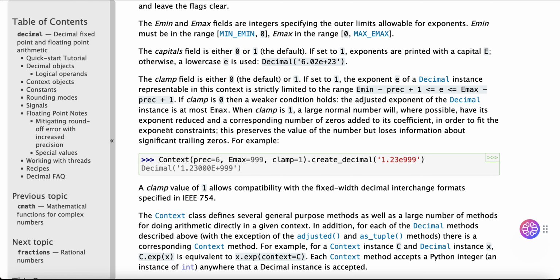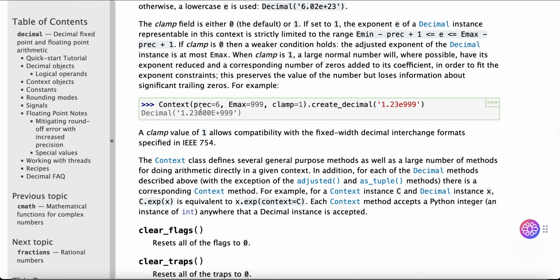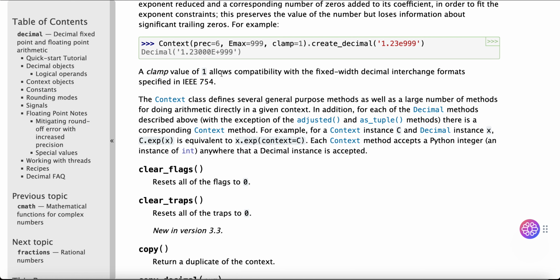In order to fit the exponent constraints, this preserves the value of the number but loses information about significant trailing zeros. For example, with prec equal to 6, Emax equal to 999, and clamp equal to 1, create_decimal('1.23e999') prints Decimal('1.23000E+999'). A clamp value of 1 allows compatibility with the fixed-width decimal interchange formats specified in IEEE 754.